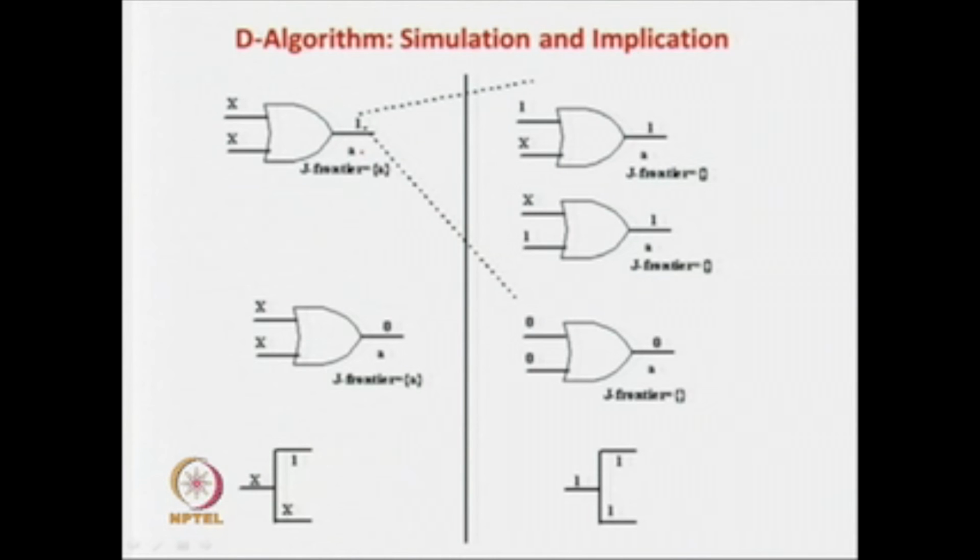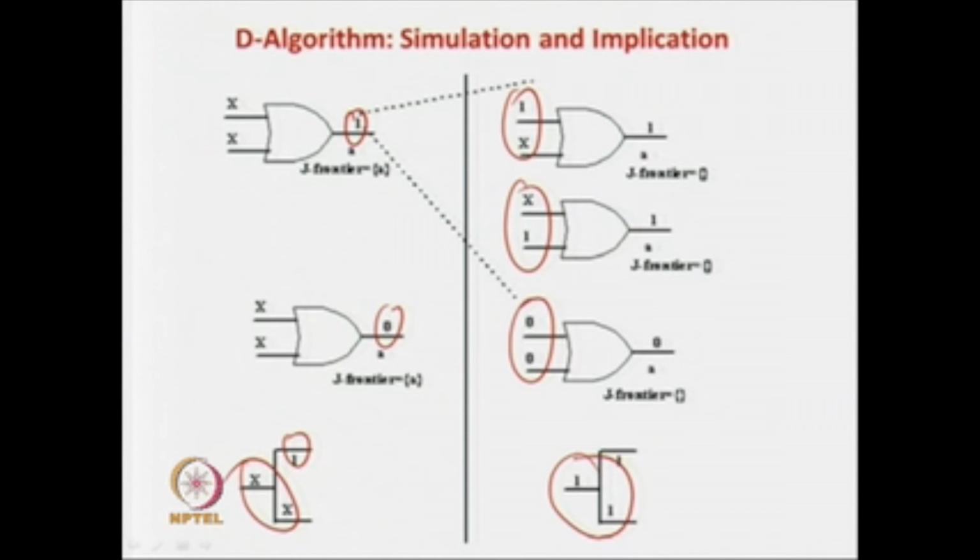Similarly, you can take it for the OR gate. So, OR gate 1, that means there are 2 choices. So, you can take any one of them. OR gate 0, there is only one choice. And this is for the fan out, it is very simple. If this is 1, then by implication both of them have to be 1 1.